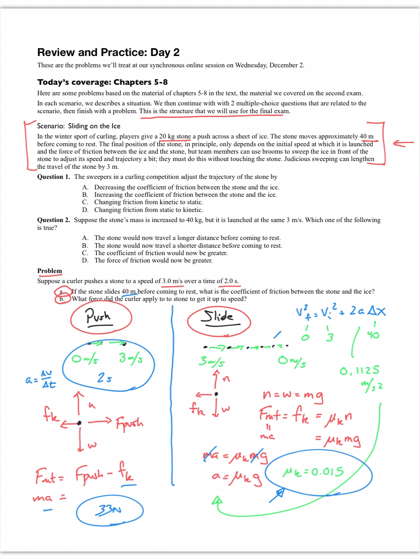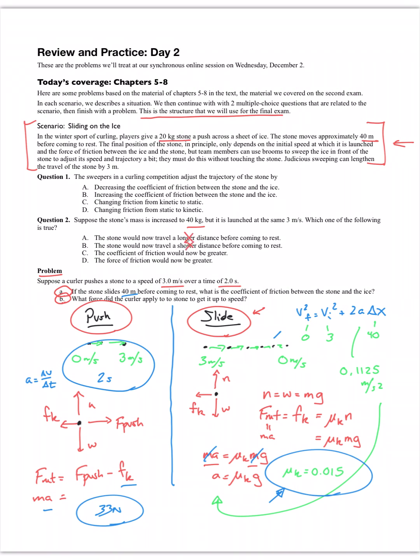And now, with all that done, I'm going to go back and take a look at my questions. Let's take a look at question 2 first. Question 2 asks: suppose the stone's mass is increased to 40 kilograms. But check it out. For the slide, when we solved this problem, the mass canceled. So the mass doesn't change anything about the motion. It won't travel a longer distance. It won't travel a shorter distance. It'll travel the same distance.